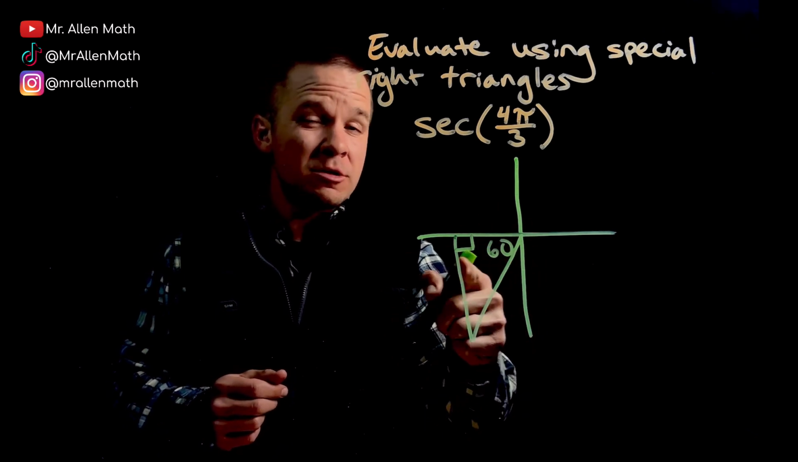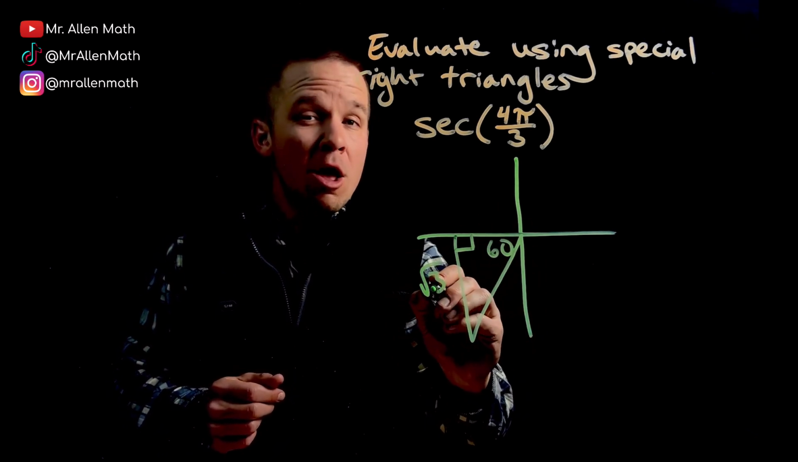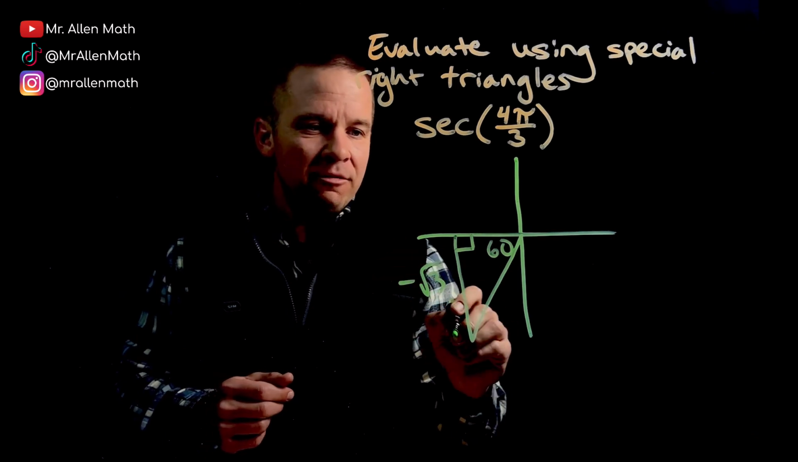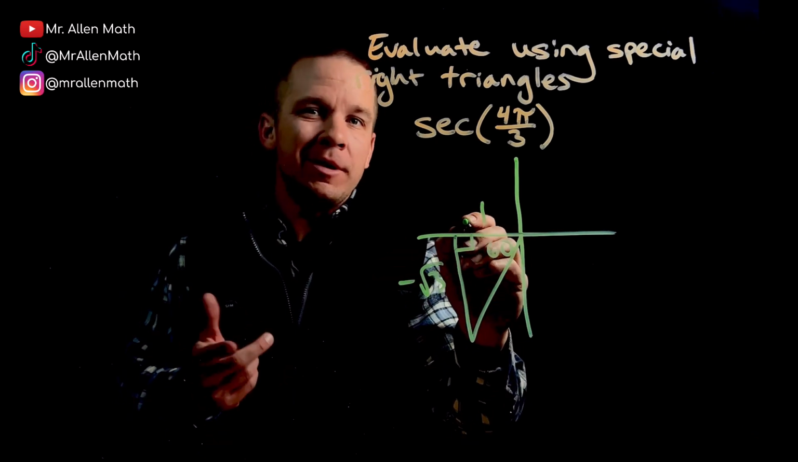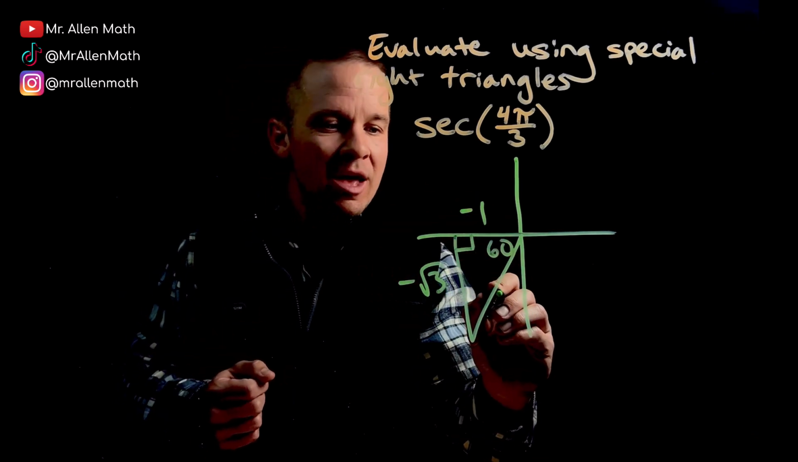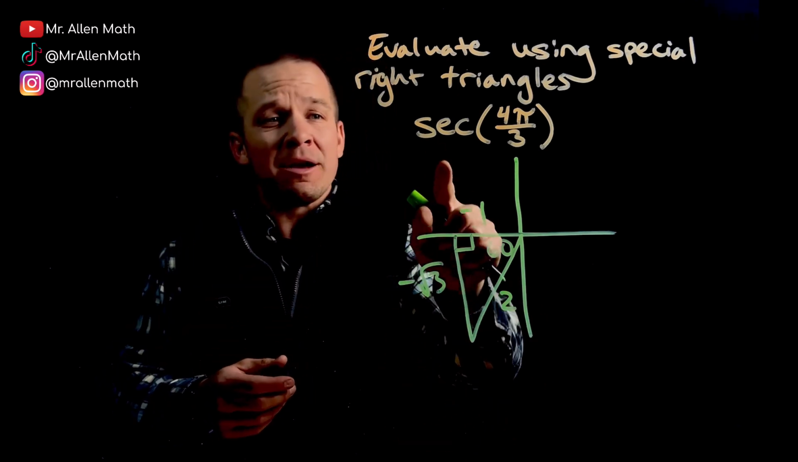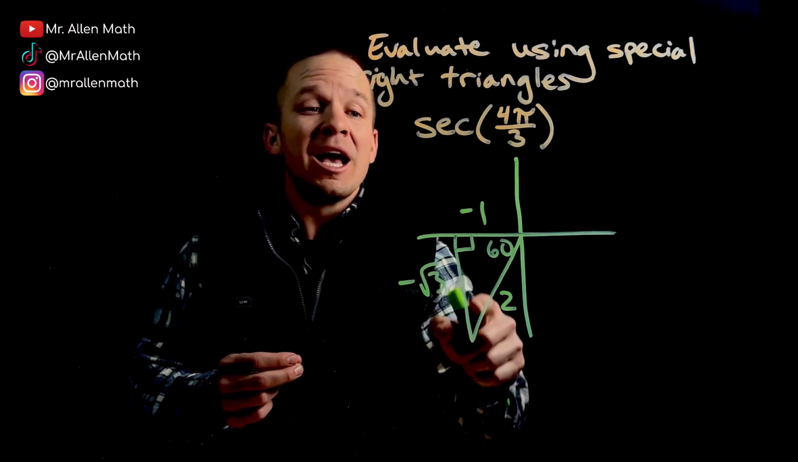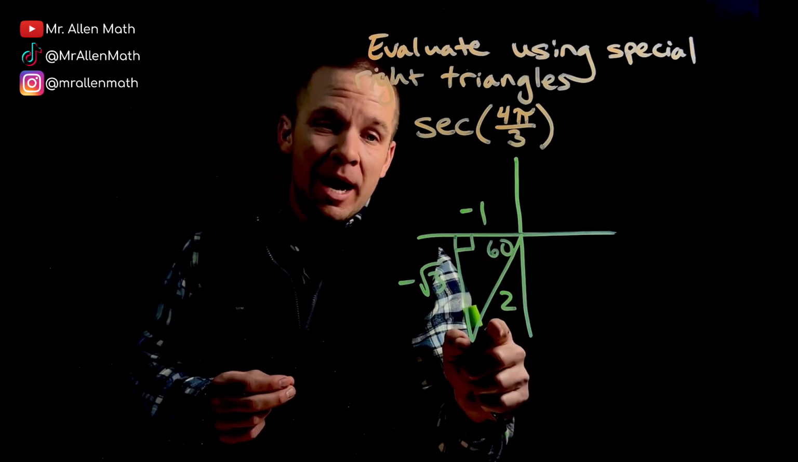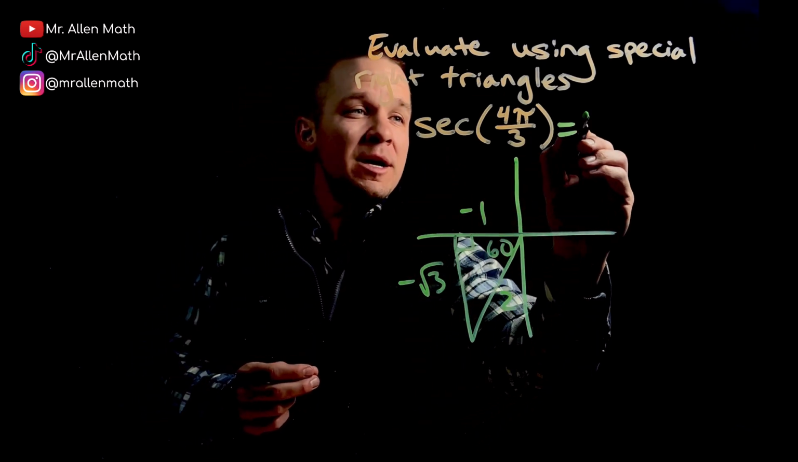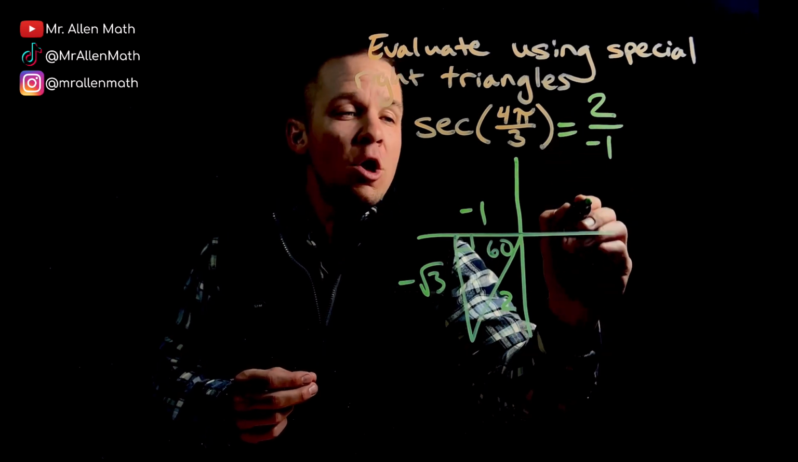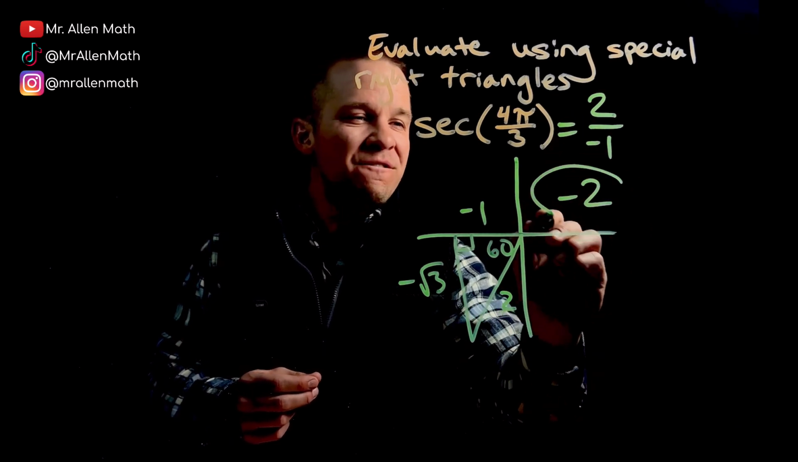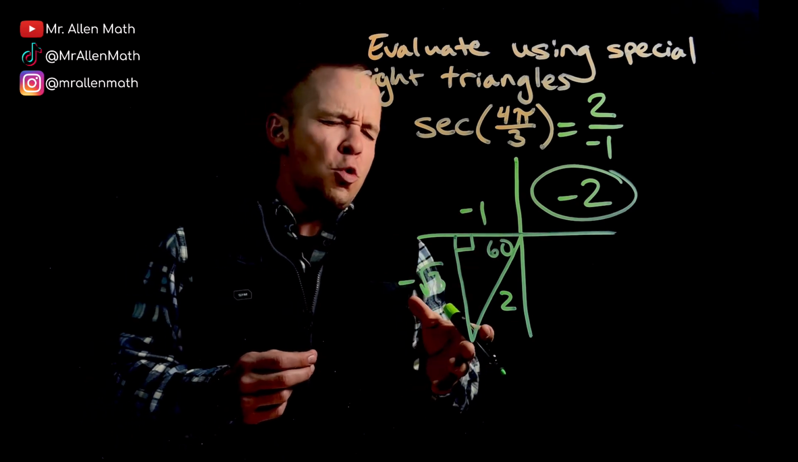Now, which side is across from my 60? That's going to be my root 3. But because it's going down, it's negative. Now, next to it is going to be 1, but because it's going to the left, it is negative. And my hypotenuse is 2. Now, secant is the reciprocal of cosine. And cosine is adjacent over hypotenuse, so we're going to have hypotenuse over adjacent. So it's going to be 2 over -1, which simplifies down to -2. Final answer for this bad boy right here. Woo! That's dope.